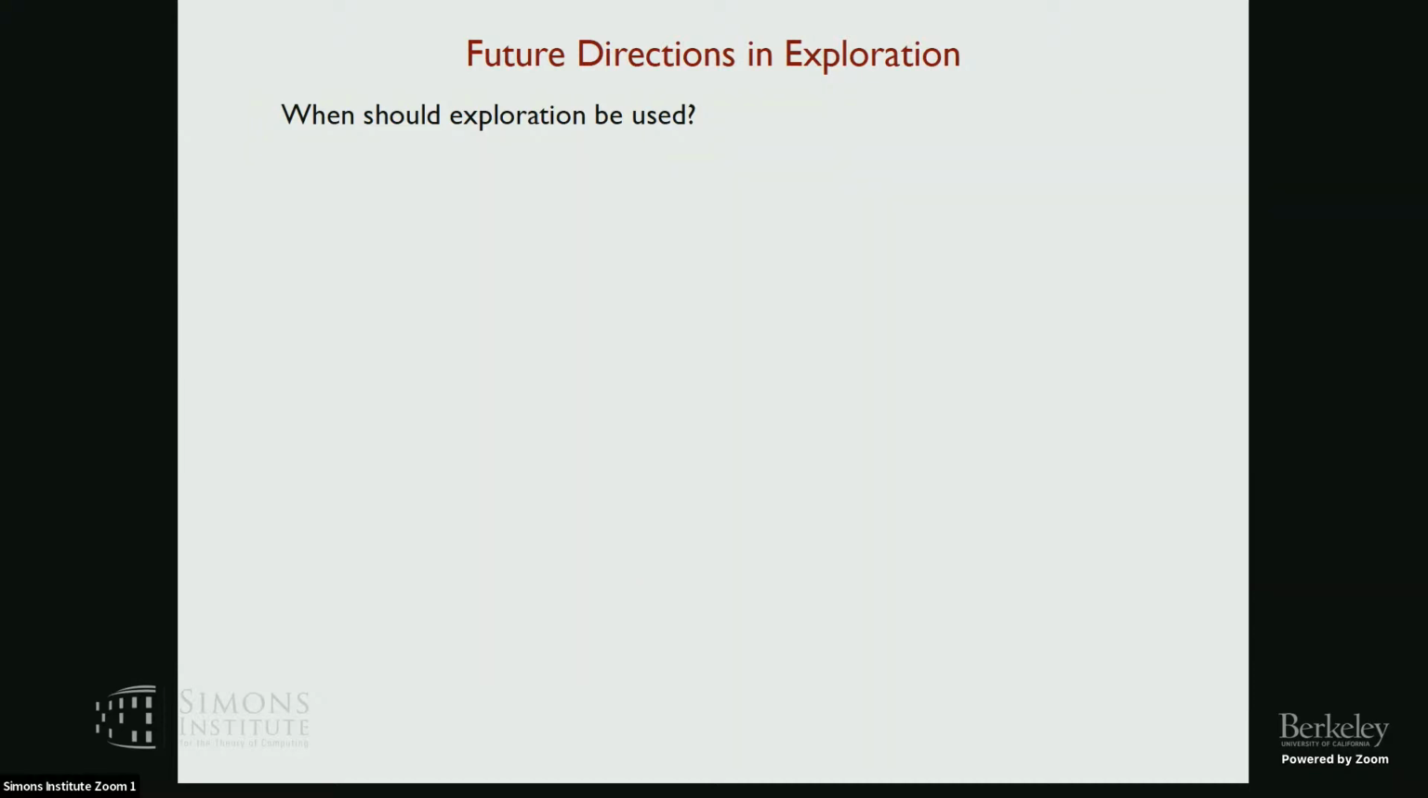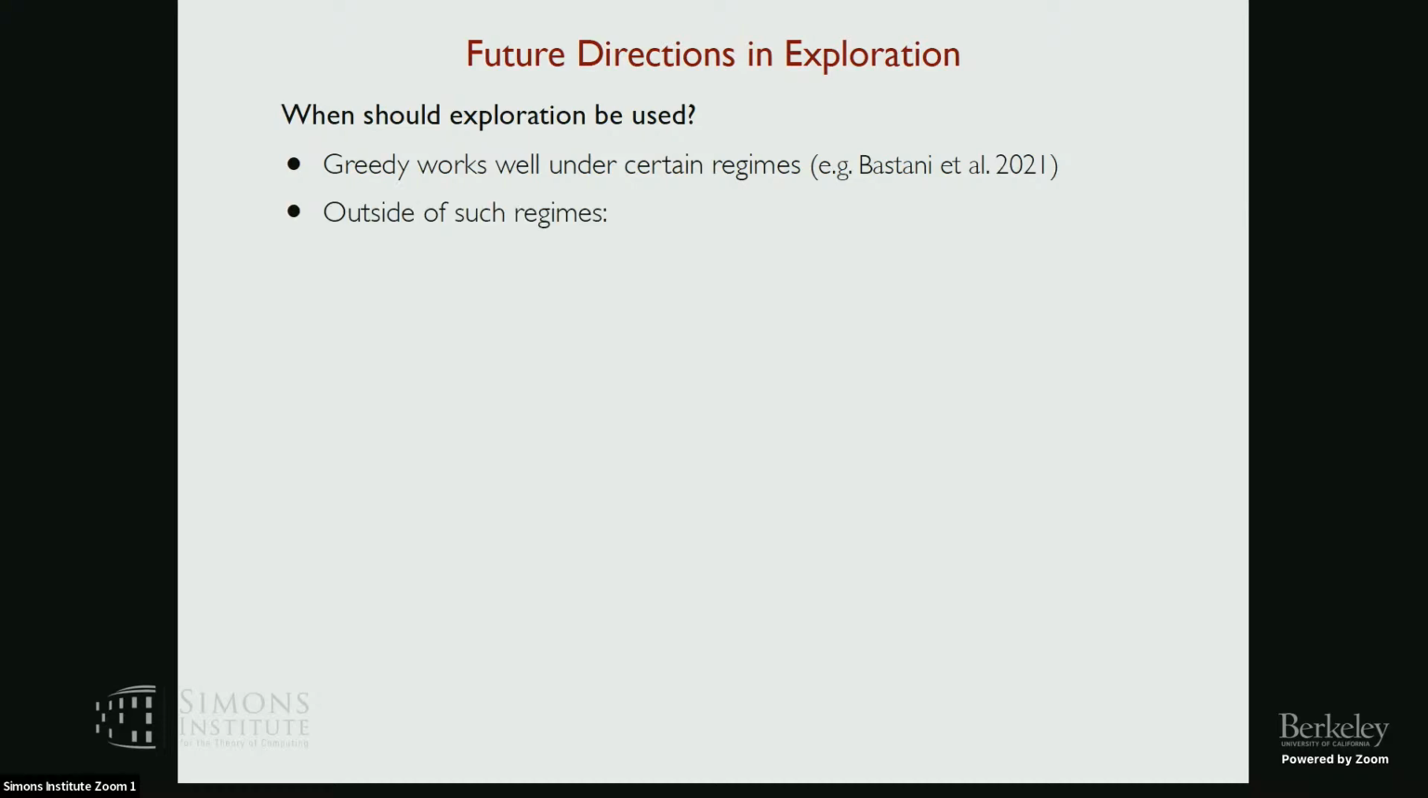So for example, take the hiring setting. If you're hiring someone, usually you're not going to hire someone just for the sake of learning about this person, even though they're probably not going to be that good, right? But I think greedy algorithms are very prevalent in practice. And fortunately, greedy does work well under certain regimes. It was shown both theoretically and practically that greedy works reasonably well. But outside of these regimes, greedy can lead to systems being stuck at some local optimum, right?